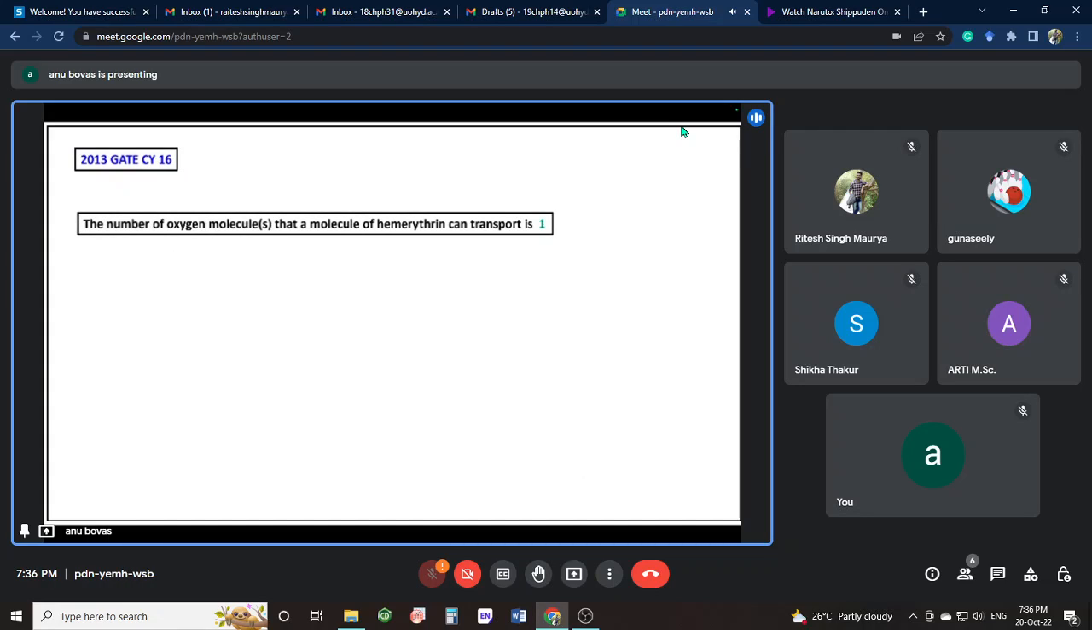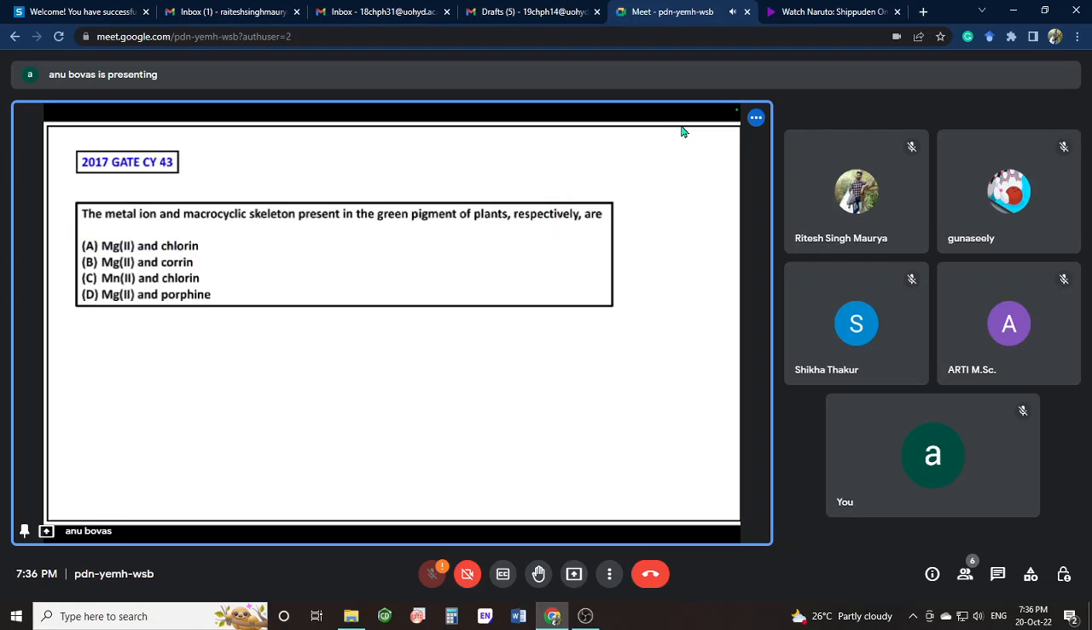Another question related to hemerythrin was asked in 2013 GATE Chemistry, question number 16: the number of oxygen molecules that a molecule of hemerythrin can transport. It is clear from the image, one hemerythrin is attached to one molecule of oxygen through one Fe3+ atom. So, the number of oxygen molecules that a molecule of hemerythrin can transport is 1. So, it is very easy. Just give 1 and you will get marks very easily.